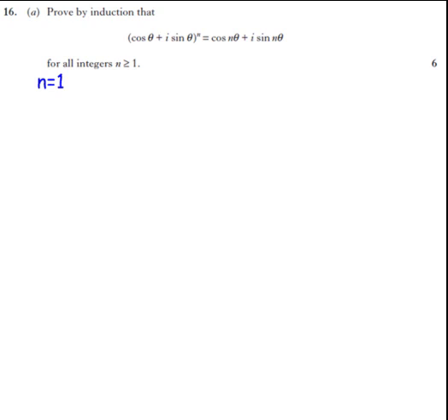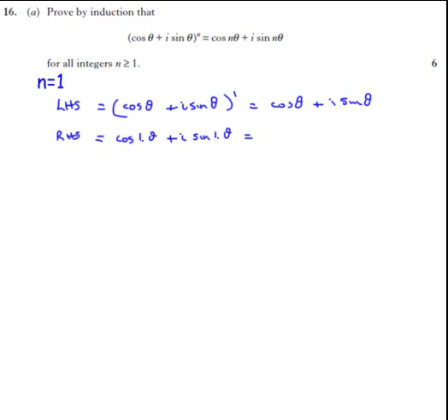Start off with n is equal to 1. The left hand side will be cos theta plus i sin theta in brackets to the 1, which is just cos theta plus i sin theta. The right hand side will just be cos 1 theta plus i sin 1 theta, which again is just cos theta plus i sin theta. The left hand side is equal to the right hand side, so the result is true for n equals 1.